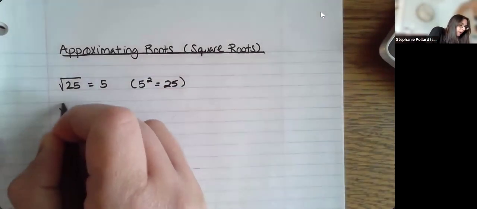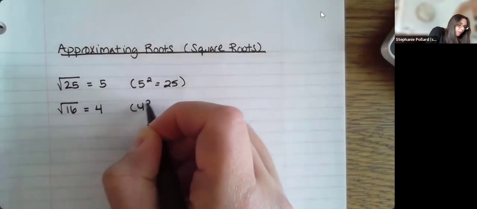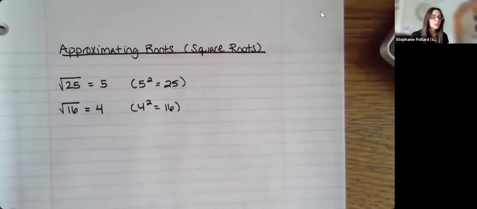Or, the square root of 16 is equal to 4 for the same reason. 4 squared would be 16, and so on. And we've seen some ways also to simplify roots as well, if they don't come up perfectly nice.